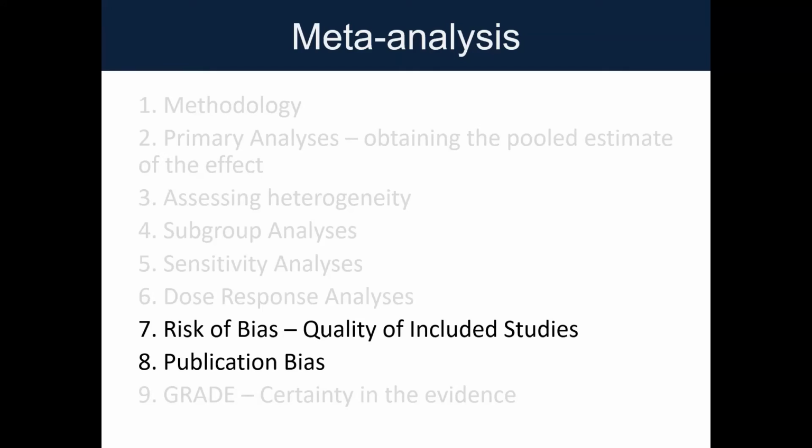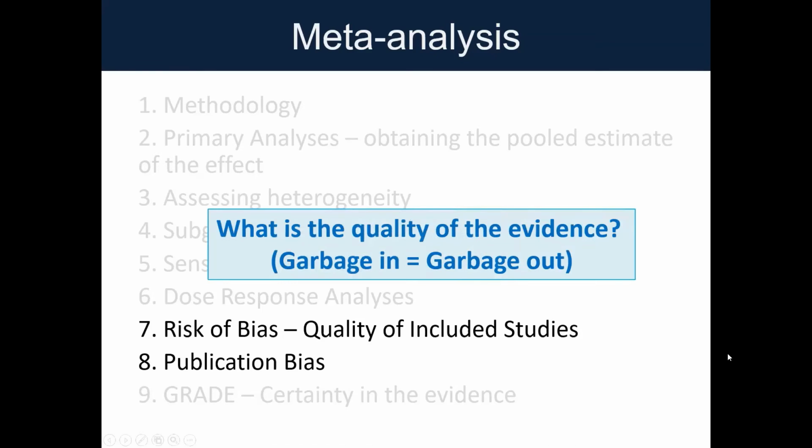The second item in our review of risk of bias assessment is looking for whether publication bias was assessed. Just a quick reminder of the importance of these steps, as you want to understand the quality of the data in which you are drawing your conclusions. Remember, garbage in equals garbage out.